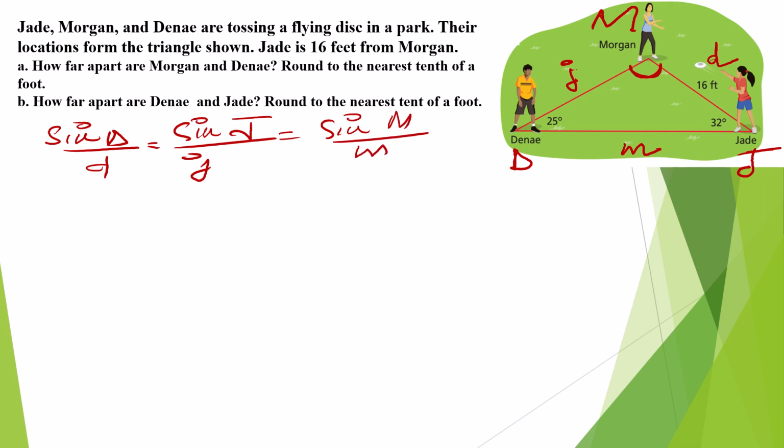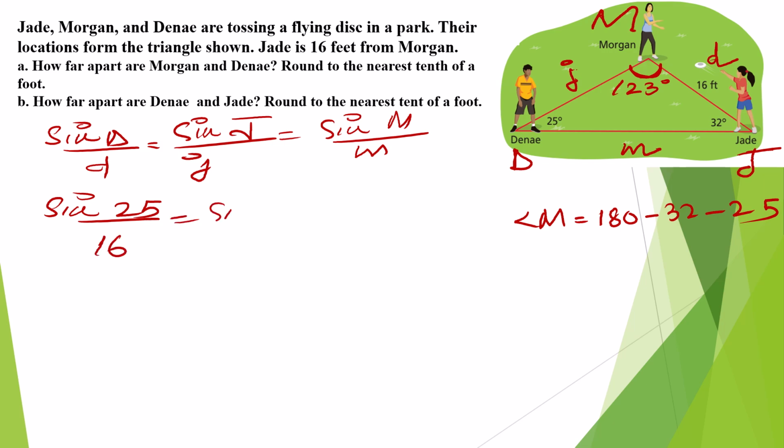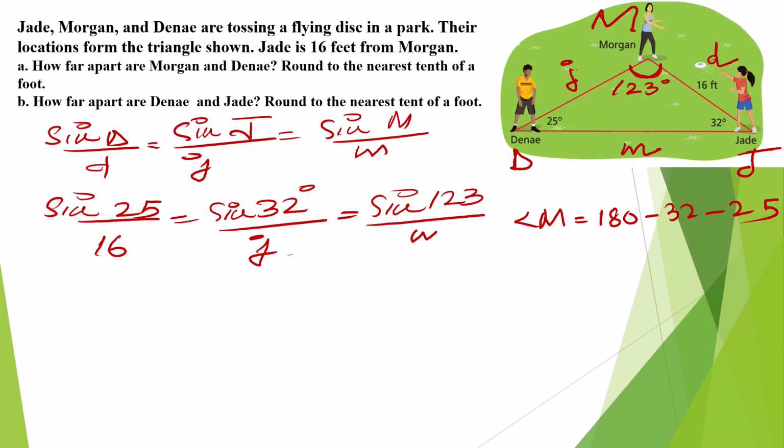Now two angles are given. This is our luck. Find the third angle, that is angle M, which equals 180 minus 32 minus 25. So 180 minus 32 minus 25 gives us 123 degrees. So let's write down: sine capital D is 25 and small d is 16 feet. Sine capital J is 32 degrees, whereas small j we don't know. And in the end, sine capital M, it is 123 divided by small m.